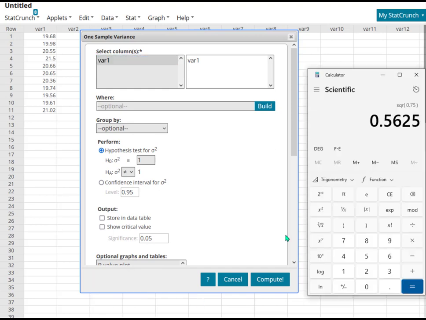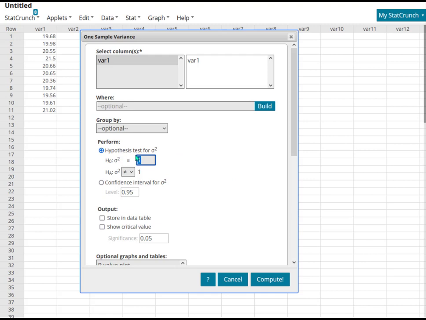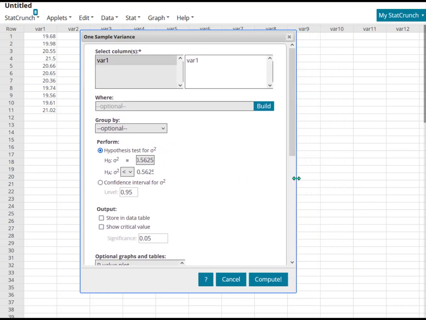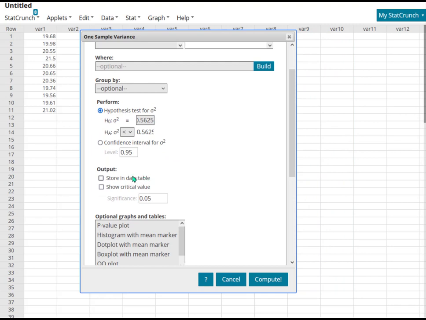Okay, so that was 0.5625. Also make sure that your test is the one you're working on, which in this case is a left-tailed test. Okay, so we are doing a left-tailed test, so change that symbol. And then also, one more thing to check, your level of significance. So ours was 0.05. So put that in there, and then go ahead and just hit compute.